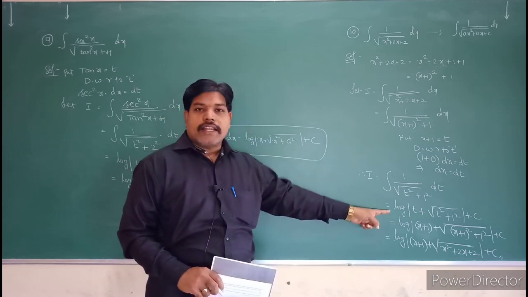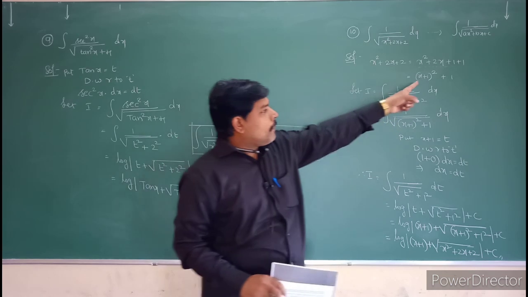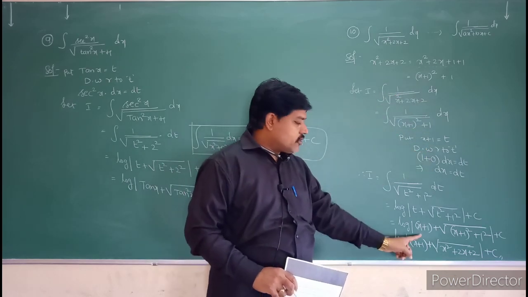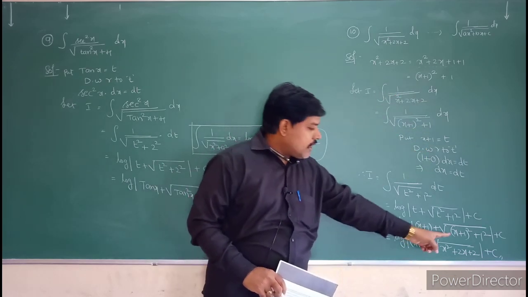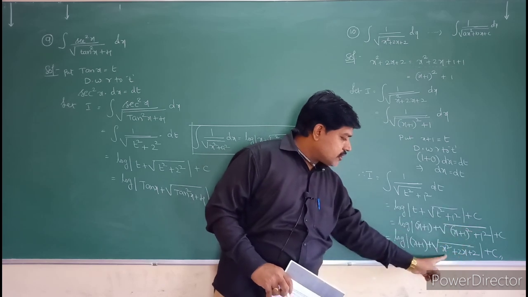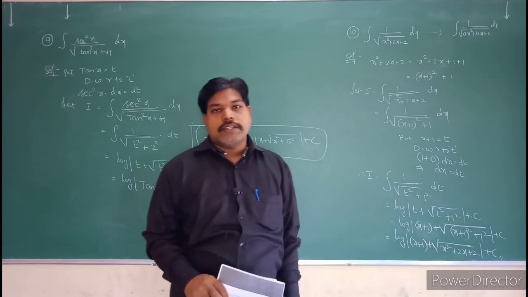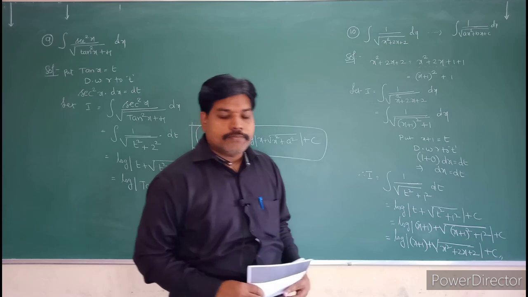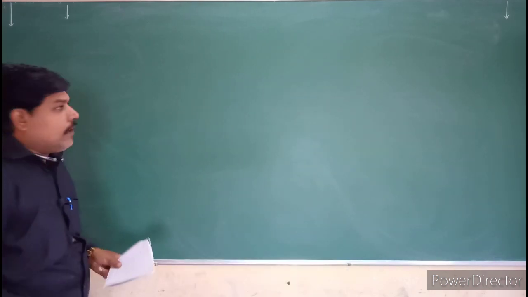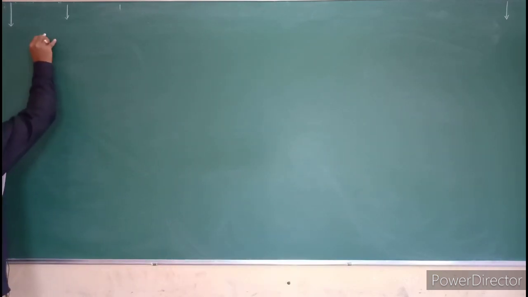And the t value is nothing but x plus 1, just replace the value. And here x plus 1 whole square plus 1 square is nothing but x square plus 2x plus 2, plus c. So see that question, students. Next question, question number 11. So see the question number 11.